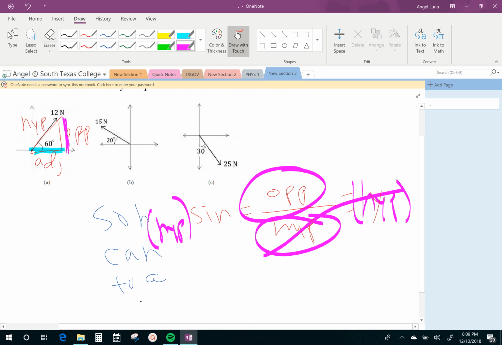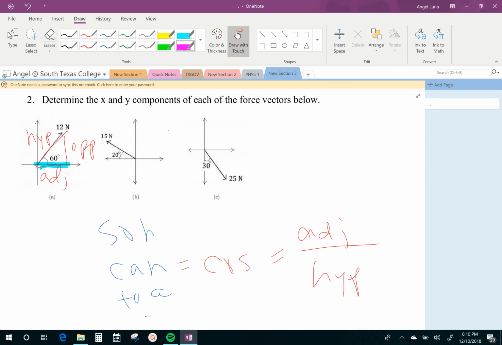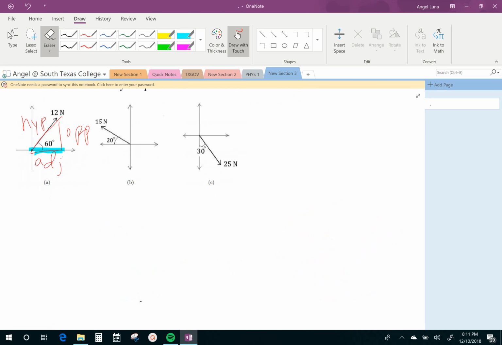Now this one is essentially cosine equals the adjacent side over the hypotenuse. And if we're given the magnitude of the hypotenuse, like we do here, all we have to do is multiply the hypotenuse to both sides. These would cancel, and I would find my adjacent side, essentially the x component, which is what I have there. So now we have established why we use cosine and sine. Let's move on to letter B.